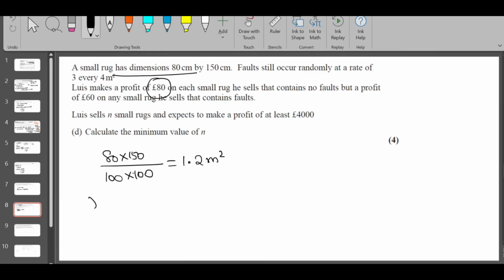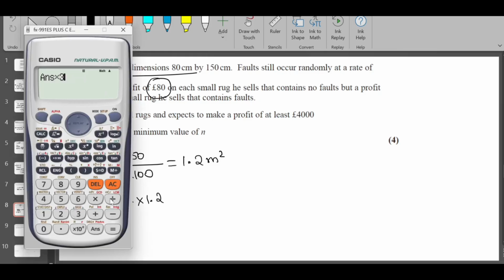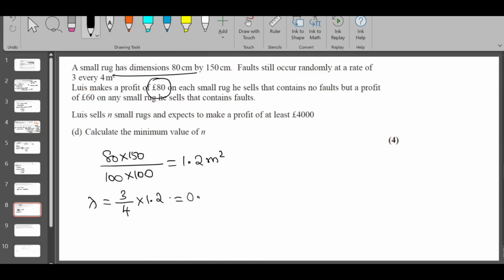First of all, the lambda is, we know, 3 per 4 meter square. So for 1.2 meter square, it's going to be times 3 divided by 4. That's 0.9. So F follows Poisson distribution of 0.9 here. That's the distribution. Now read the question further. He makes a profit of 80 when there is no fault. That means if P of F is 0, no fault, he makes a profit of 80.